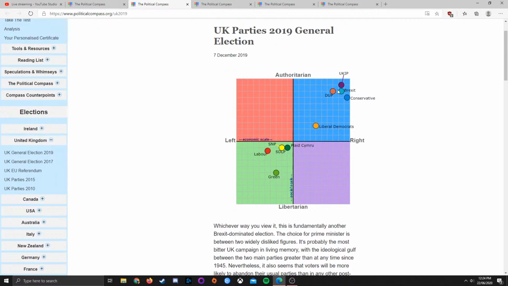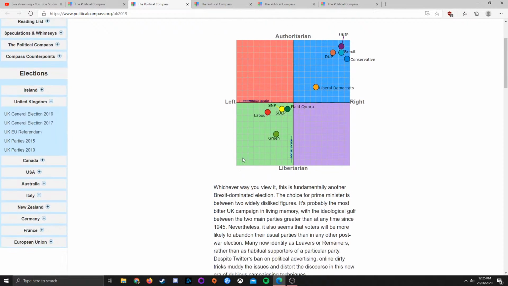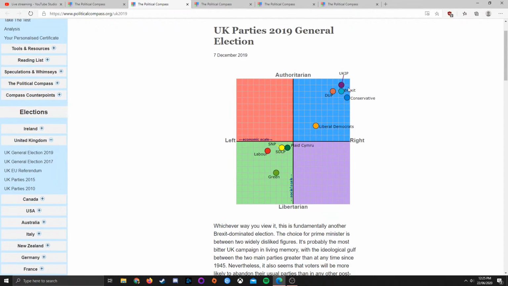So you can see the parties up here. So these are right-wing authoritarian governments, or parties. You've got the Conservative Party, the Brexit Party, the UKIP Party, DUP, Lib Dems down here, and then over on the left and more libertarian side, the Plaid Cymru, the SNP, the SDLP also I think are in exactly the same circle, that's why you can't see them. Labour over here, and the Green Party down here. So you can see how that breaks down for 2019.